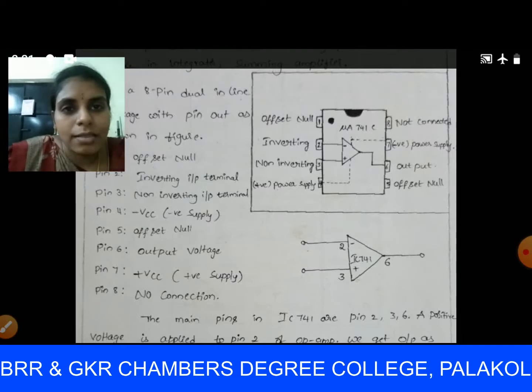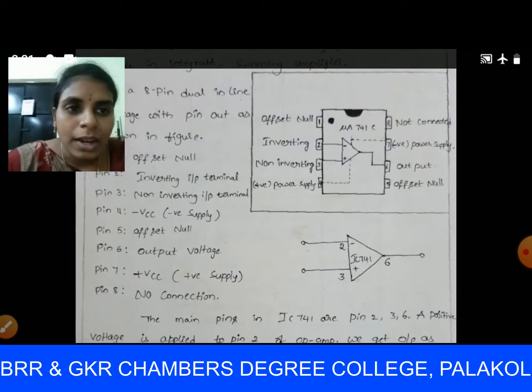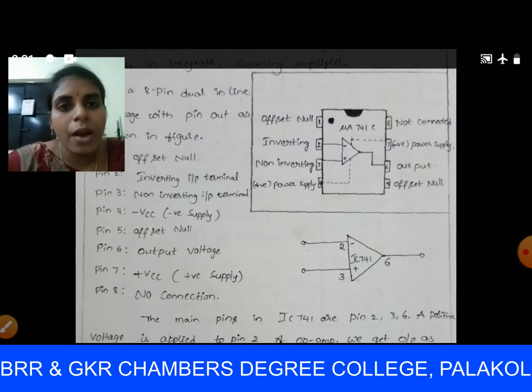Here the first is offset null, the second is the inverting terminal, the third is the non-inverting terminal, the fourth is the positive supply voltage, the fifth is offset null, the sixth is the output terminal, the seventh is the negative power supply terminal, and the eighth is not connected. So the 8 pins have different names. 1 and 5 are offset nulls. 2 and 3 are the inverting and non-inverting terminals, the input terminals. The sixth is the output terminal, and 4 and 7 are the positive and negative power supply terminals.